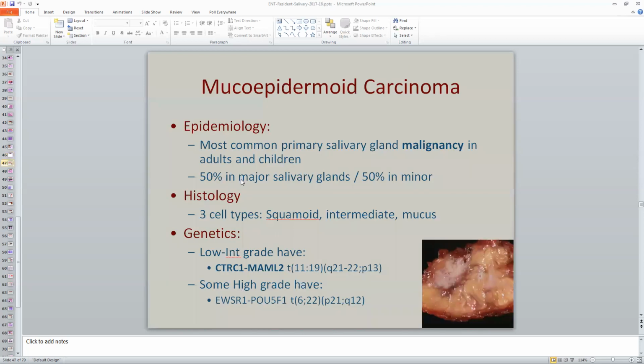So we'll start with mucoep. We know this being the most common salivary carcinoma, and in fact can occur also in children. So don't think that kids can't get carcinomas, because they certainly can, and they can get mucoeps. These can occur in both the major and the minor glands, and in fact, mucoeps we can also see in the lung, the thyroid. It can be seen in many places.